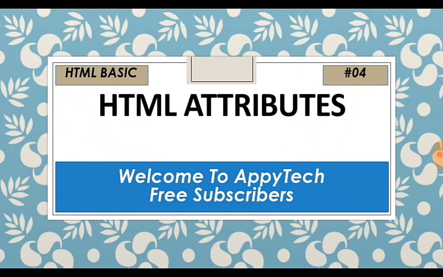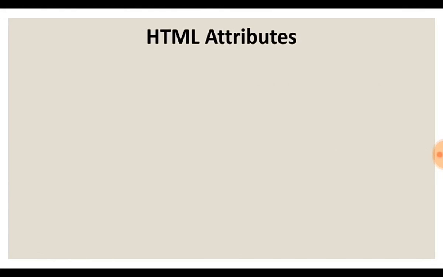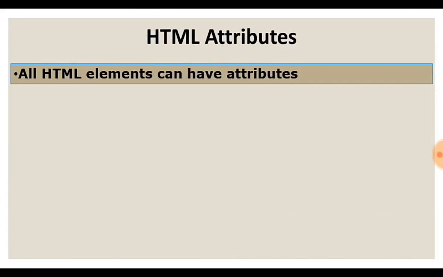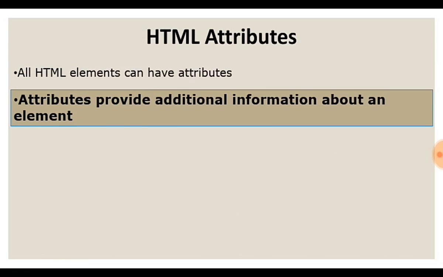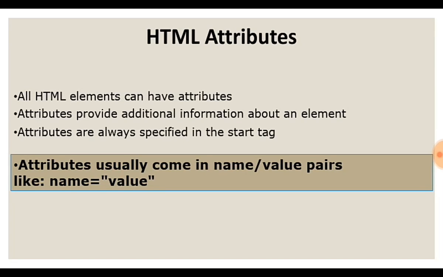HTML Basic, Part 4, HTML Attributes. All HTML elements can have attributes. Attributes provide additional information about an element. Attributes are always specified in the start tag. Attributes usually come in name-value pairs like name="value".